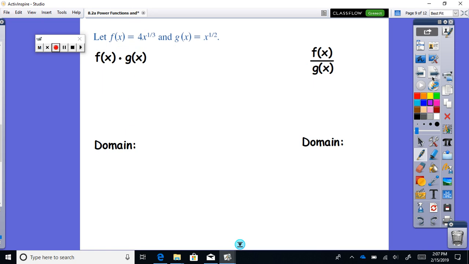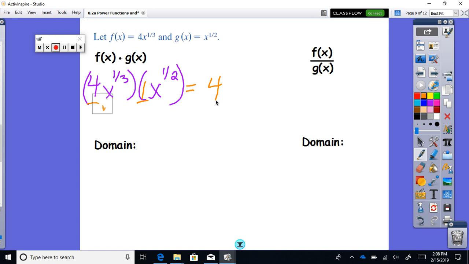All right, they want me to do a few different things here with these power functions. So f of x this time is 4x to the 1/3. G of x is x to the 1/2. So 4x to the 1/3 times x to the 1/2. So we're multiplying. So first we're going to multiply the coefficients. Remember, this is like a 1 here. So 4 times 1 is 4. And then when we're multiplying with variables, the bases are the same. And then you add the exponents. So we're going to have x to the 1/3 plus 1/2.